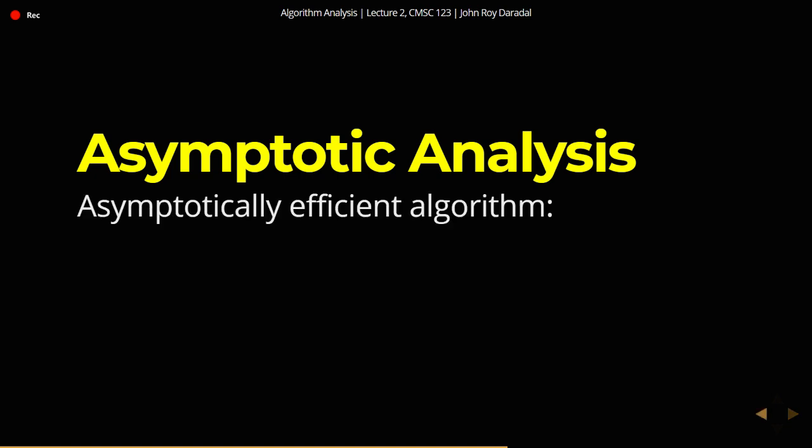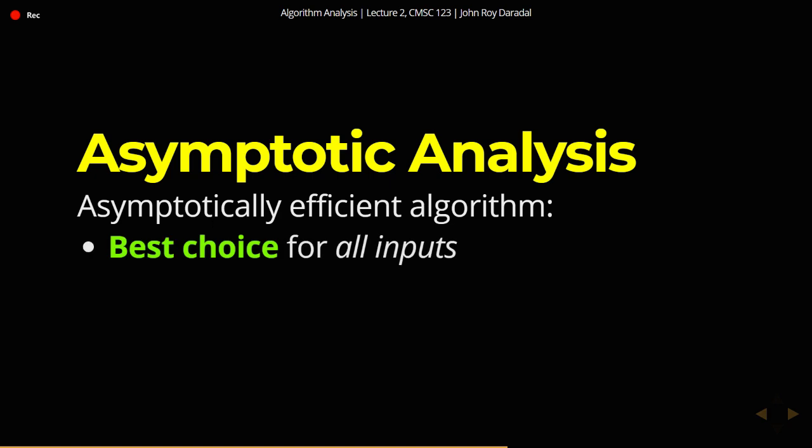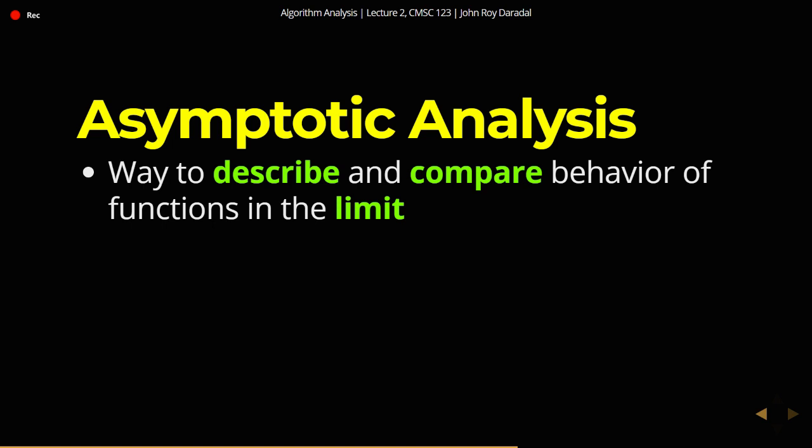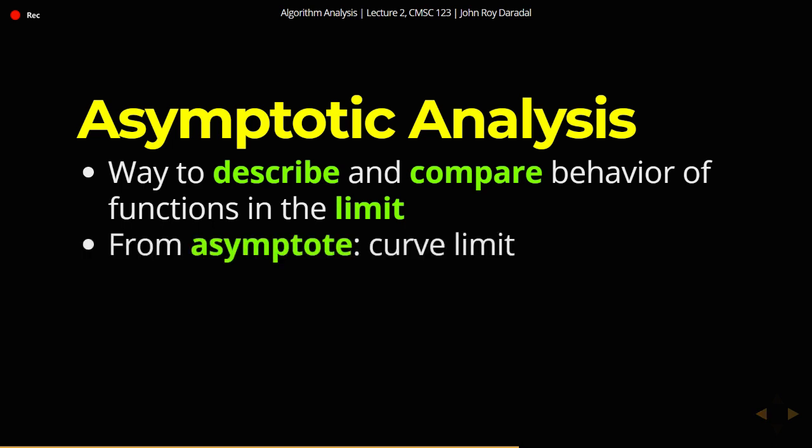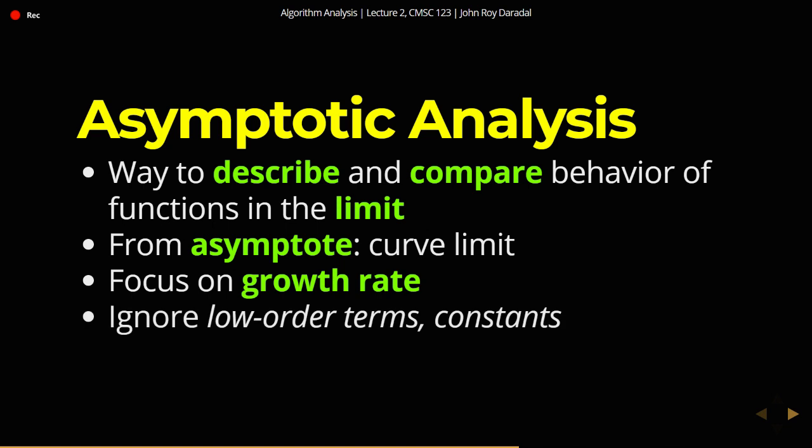So an asymptotically efficient algorithm will be the best choice for all inputs, except for a few small cases. As we noted earlier, the bigger function could have faster running time in small cases, but we really don't care about that. We only care about big enough input sizes for the general behavior. Asymptotic analysis is a way to describe and compare behavior of functions in the limit. This is from asymptote, which means a curve limit, right, in your calculus. It allows us to focus only on the growth rate, and we ignore low order terms and constants.